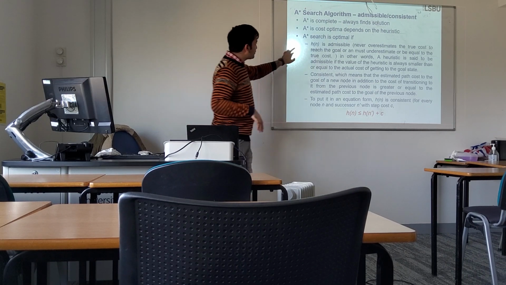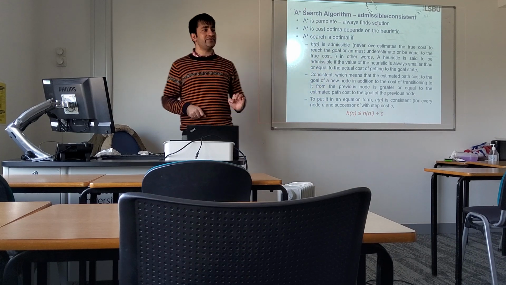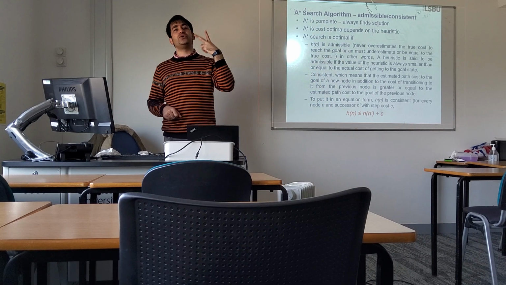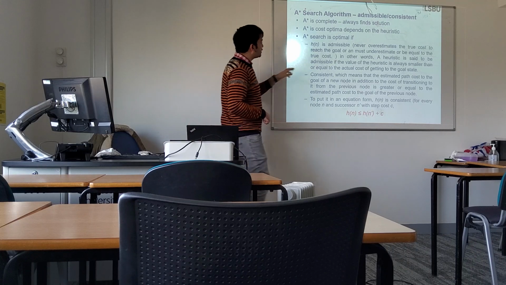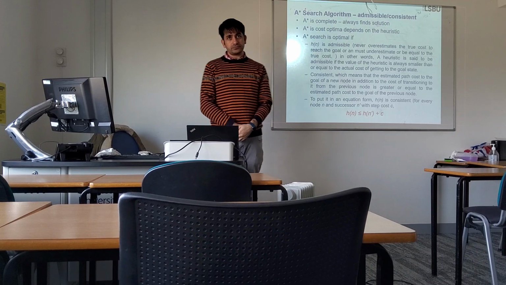So we say that an A star search will be optimal if it satisfies two conditions. One is called admissibility, and the second one is called consistency.